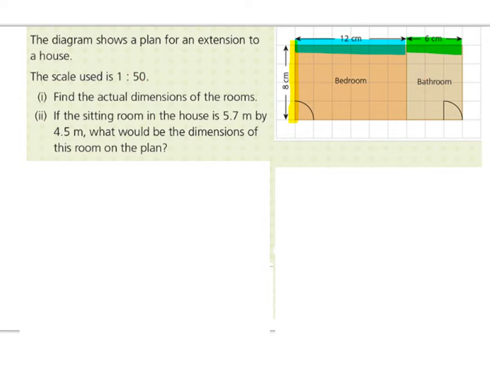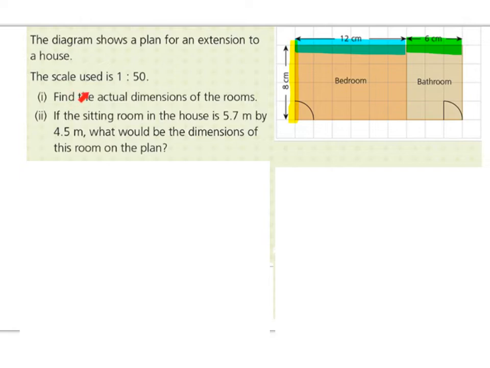That means in real life, this will be 50 times bigger than what's on the plan. So this 8 centimeters length for the bedroom will be 50 times bigger. The 12 centimeters width for the bedroom will be 50 times longer. And the 6 centimeter width for the bathroom will be 50 times longer as well.